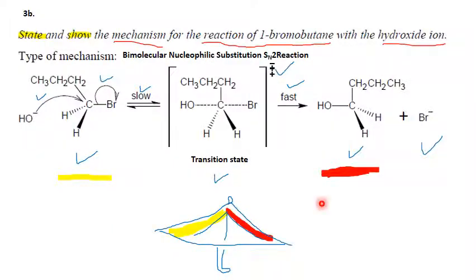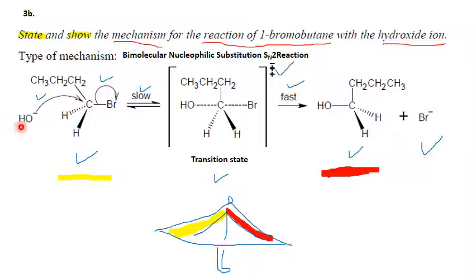Okay, part B. State and show the mechanism for the reaction of 1-bromobutane with the hydroxide ion. You check that 1-bromobutane is actually a primary haloalkane, so primary haloalkane will undergo SN2. The full name of SN2 is bimolecular nucleophilic substitution. It's a one-step mechanism.